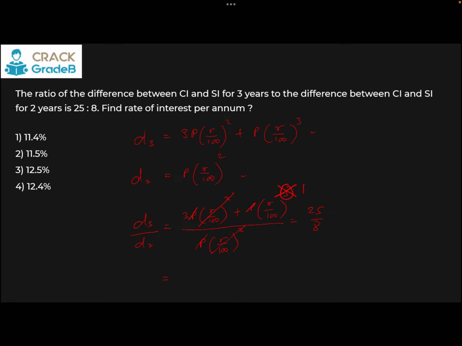So what remains is, from the first term 3, and for the second term R upon 100 from the numerator. And there is no denominator, so we say that is 1. And that should be equal to 25/8. Now easily if you send 3 that side and then do subtraction, you will have R upon 100 is equal to 1/8, and hence R will be 100/8, that is 12.5% per annum. So very easily the rate of interest is 12.5%.